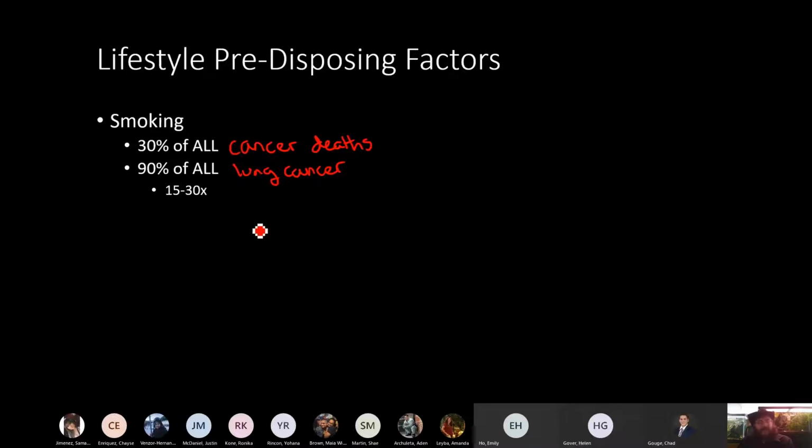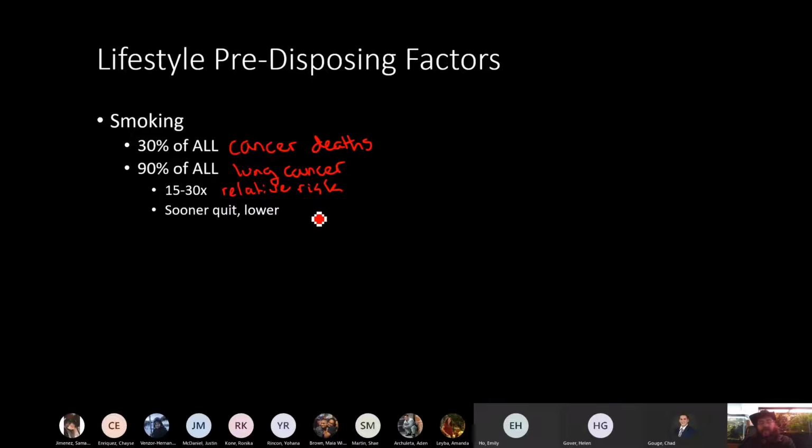Smoking represents a 15 to 30 times increase in chance of getting cancer. So your relative risk goes up by 15 to 30 times. So that's pretty high, is what that is. I'm not gonna lie to you.